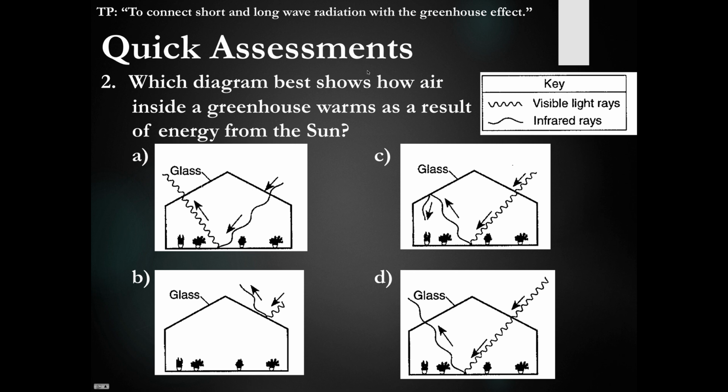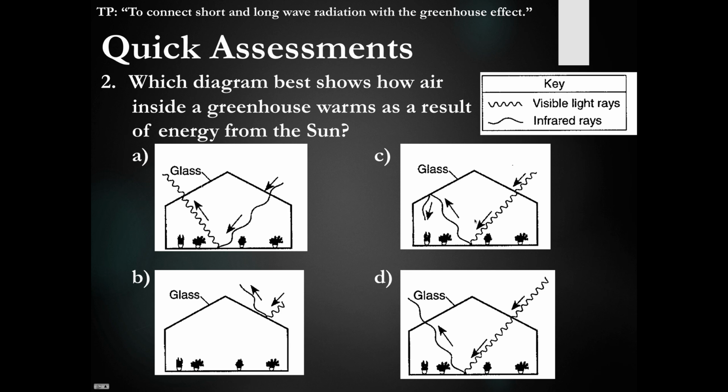Think of an answer, right? And pause it. Once you have your answer, hit the play button and listen in. All right, thank you. So if you look at choice A, we have infrared coming in. Choice B, we have visible light coming in. C is visible light, and D is visible light.